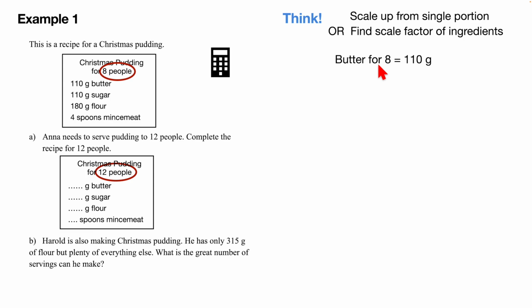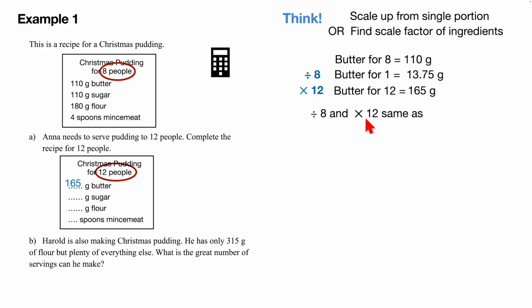Butter for 8 is 110, so we divide by 8. Butter for 1 is a very attractive number, 13.75 grams. And now I multiply by 12. Butter for 12, 165 grams. Nice round looking number. Like it. I'm happy with that as an answer. The alternative, find the scale factor. Right.